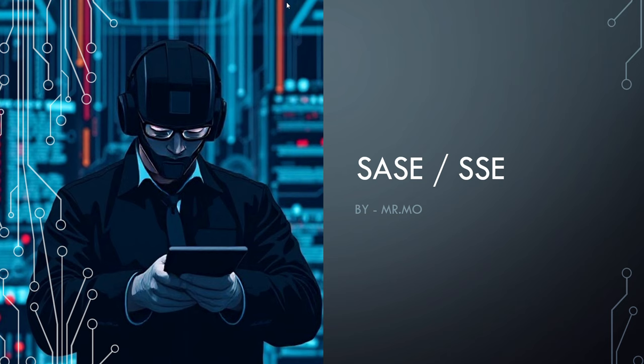Today, the topic is SASE and SSE. If you are new to these acronyms, SASE stands for Secure Access Service Edge, and SSE stands for Security Service Edge. Most people think they are the same. They are not, and that's why I'm starting this series with the definitions and the differences.